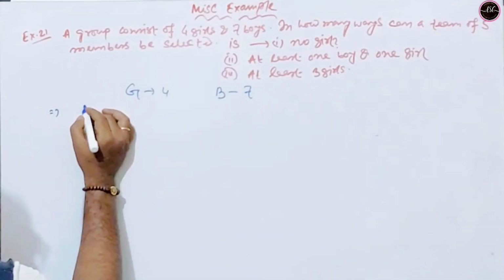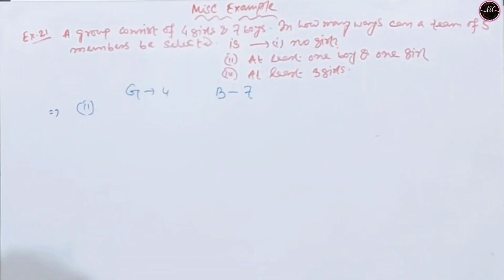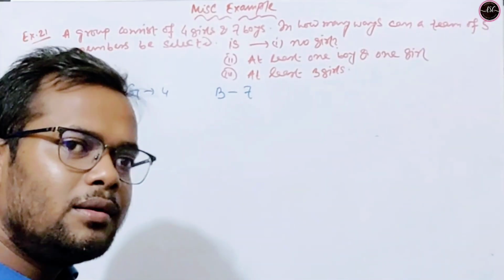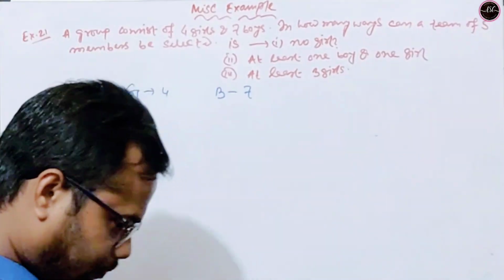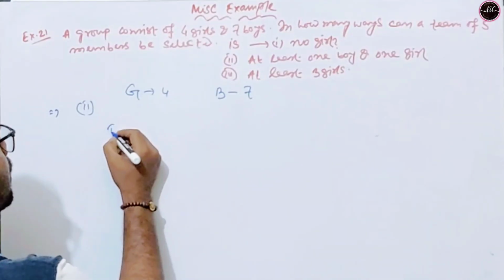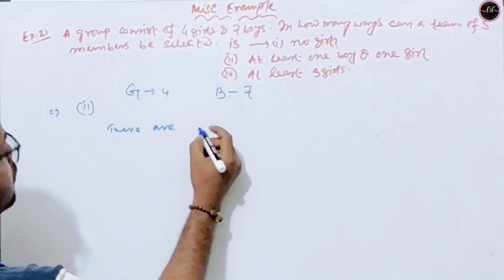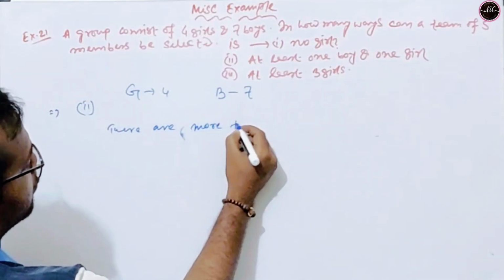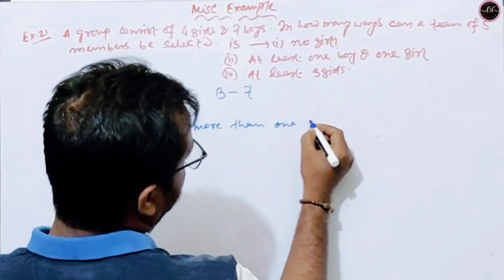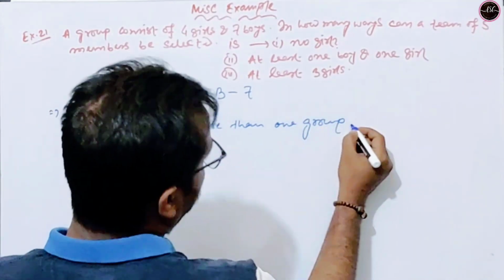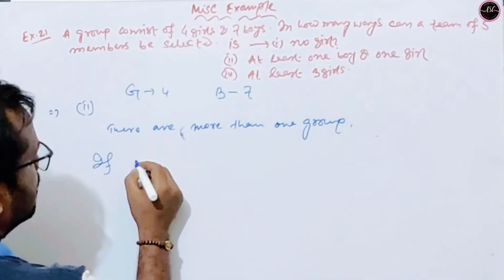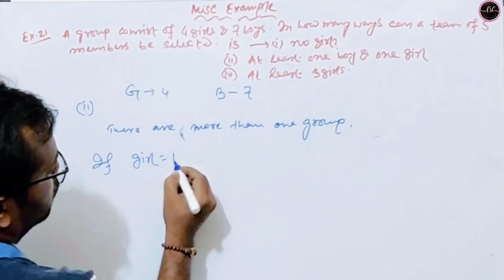Now for the second, at least 1 boy and at least 1 girl. There is more than 1 group. If we see girl equal to 1.